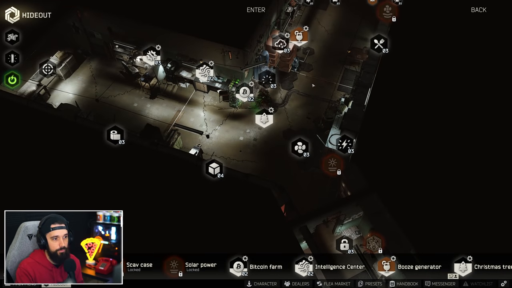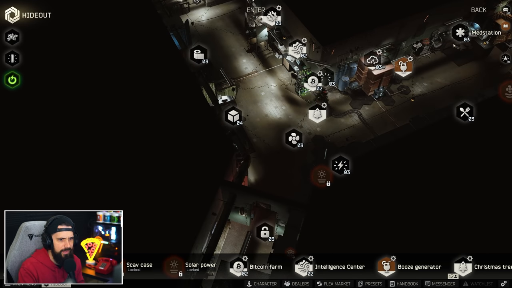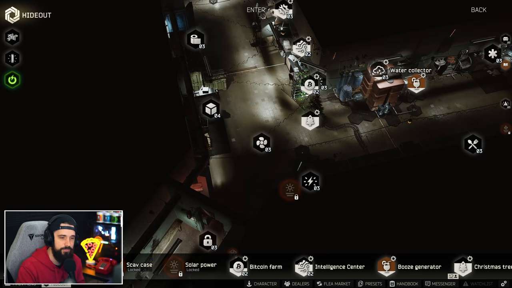Now, getting the Bitcoin farm going requires quite a bit. You have to have Intel Station level 2. And the early game of the hideout is definitely that game of everything needs something to build. In order to build Intel level 2, you have to have lavatory level 3, nutrition level 3, and med level 3. And it's something like, in order to build nutrition level 3, you had to have water collector 2, and in order to build lavatory level 3, you had to have workbench 2.